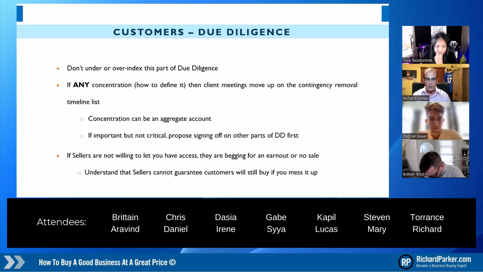If the sellers are not willing to let you have access, then clearly they're begging for an earnout. And understand that the sellers cannot guarantee that the customers will still buy from you. If you mess up the business, that's not the seller's fault.